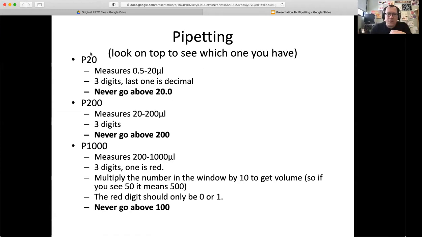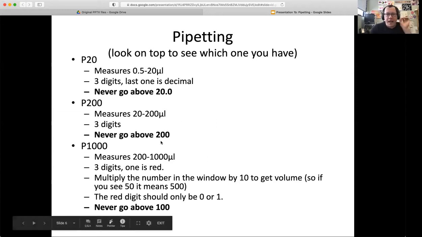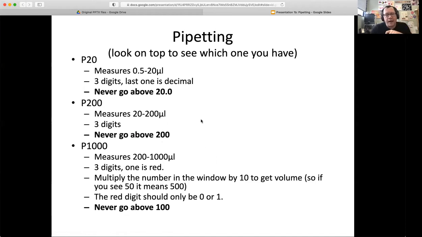The numbers, P20, P200, and P1000, are your upper limits for what you can measure, and never make your dial go above that. If you crank your dial out, it can really screw up the pipette. Conversely, they each have a minimum volume that they reliably measure. The P20 can reliably measure about 0.5 microliters to 20 microliters.